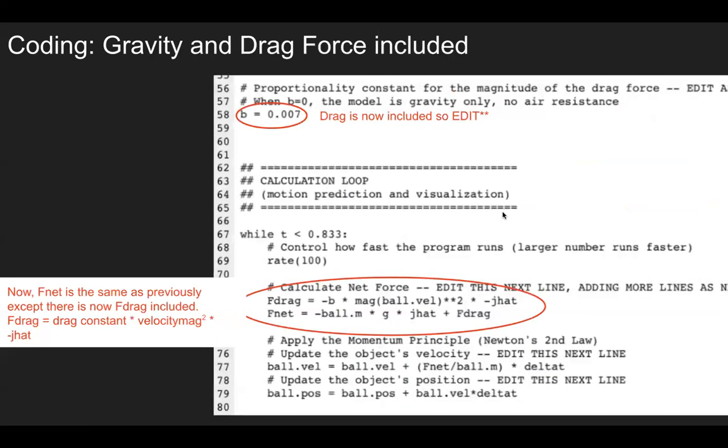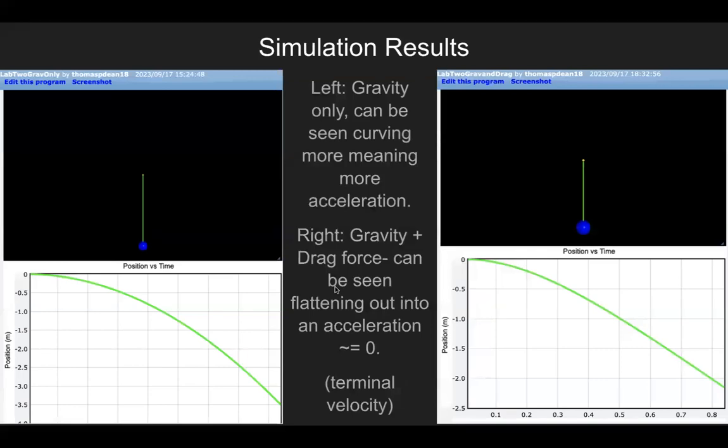And then here's that second program. It's the same thing as the last one. The only thing I changed is that B is now equal to the proportionality constant. I added the force of drag in, which is negative B times the velocity squared times the j hat again. You just add that into the net force, and that's what gives you the simulation with drag. So here's what those two resulted in.